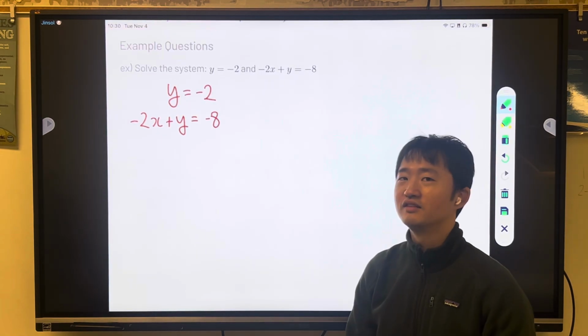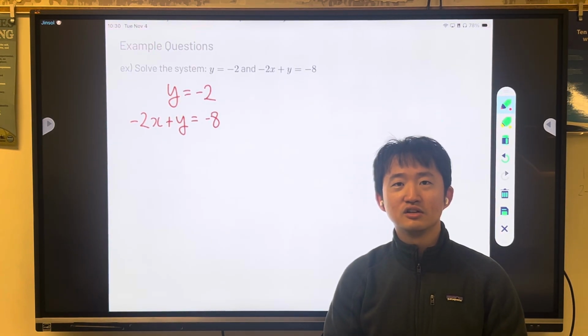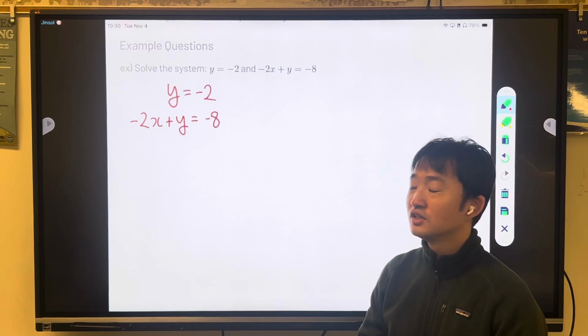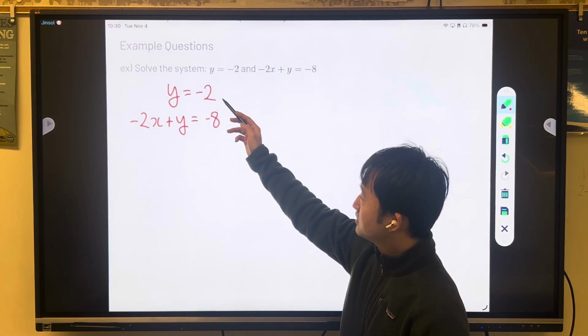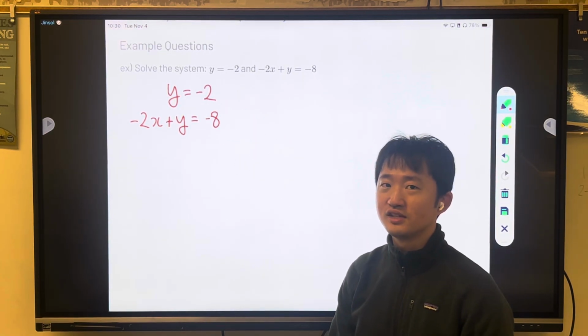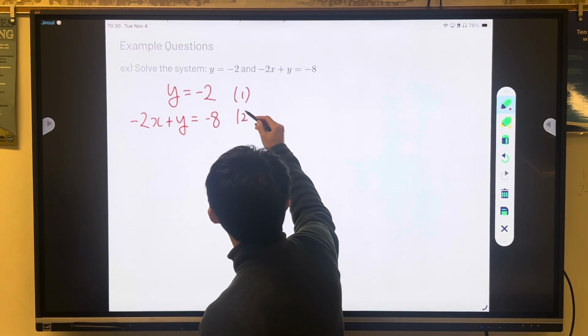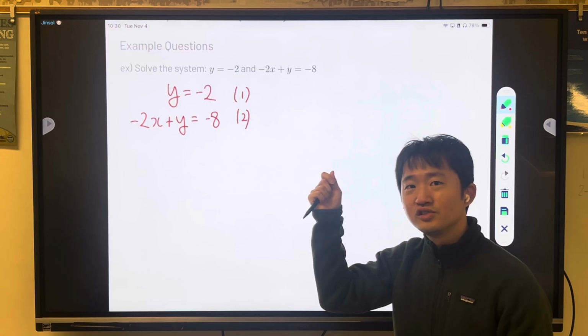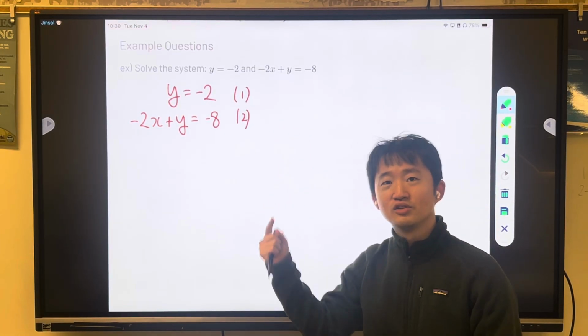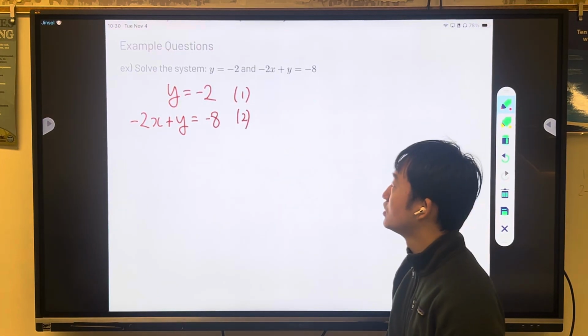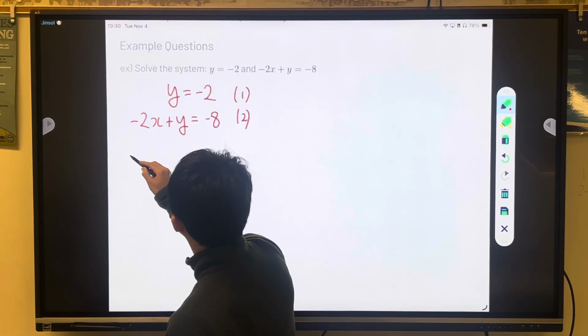Y is -2. The only thing we need to do is substitute the value of y as -2 into the second equation. So if I mark that as equation 1 and equation 2, I'm going to substitute equation 1 into equation number 2. So let's see what happens if you do that.